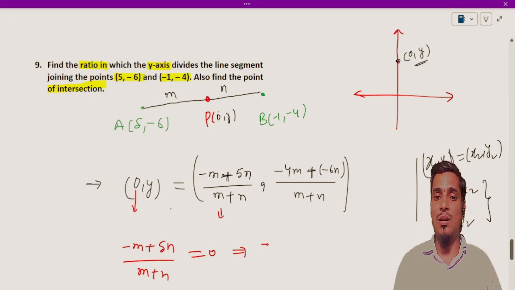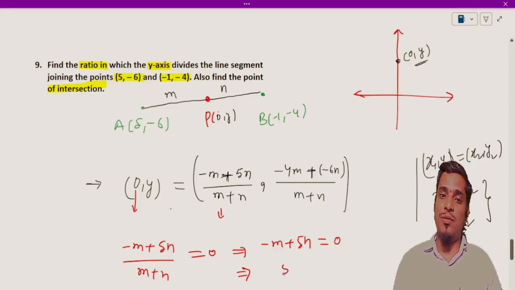into (m + n). That is again going to give us 0 into (m + n), hence is equal to 0. Because 0 multiplied by any number is always 0. So we need to solve for m by n. If we are shifting m to the right, we'll get it as 5n is equal to m.